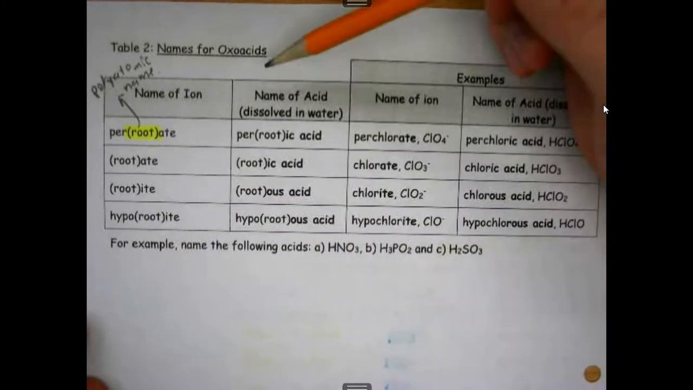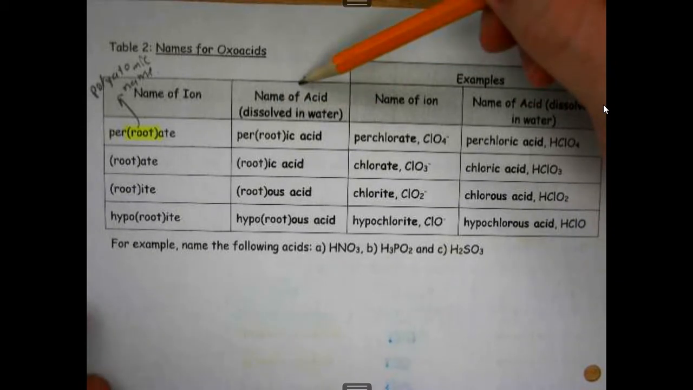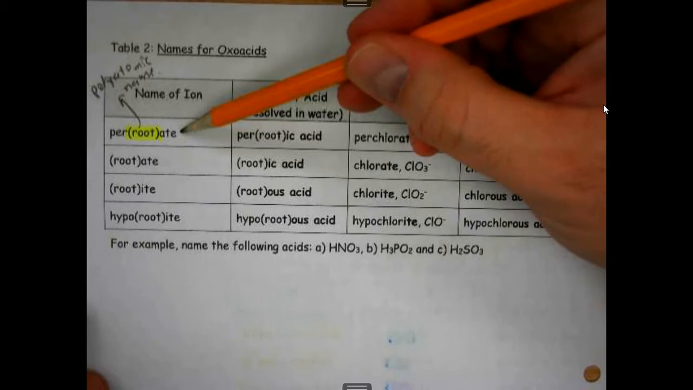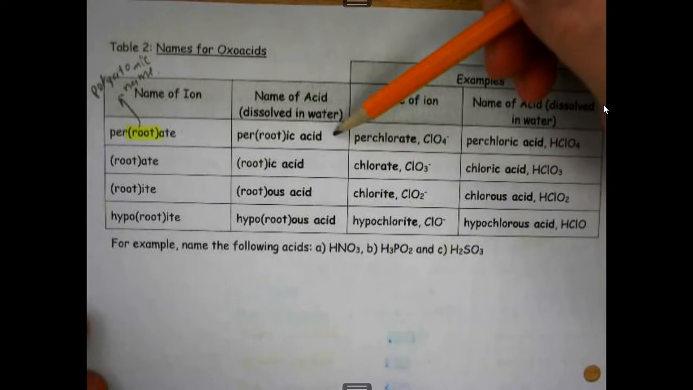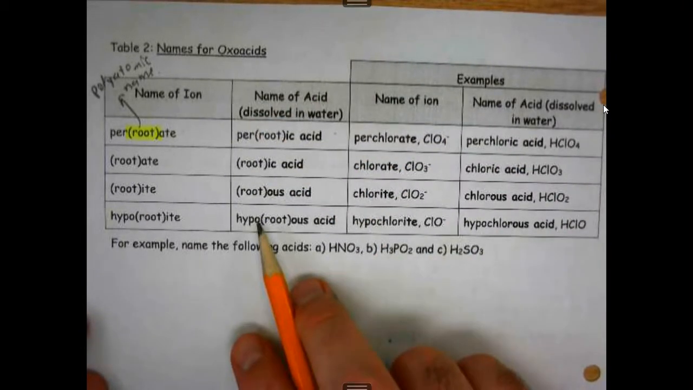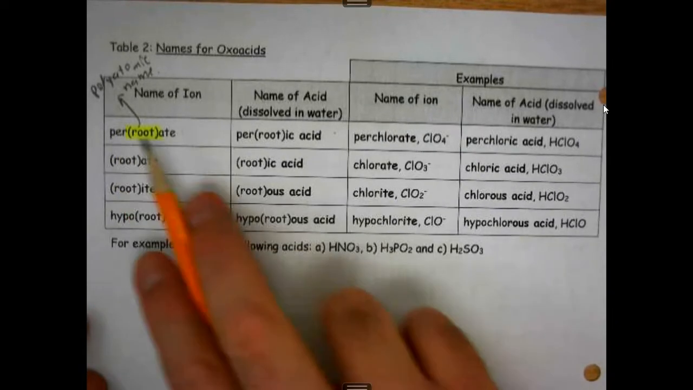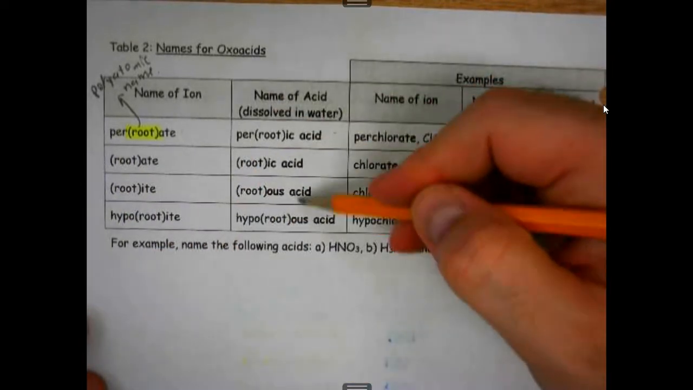Okay. Now, when they're thrown in water, so when dissolved in water, the name is going to change and reflect the fact that it's an acid. So we're going to change the base name into the acid name. And really the only difference is the ending. The beginnings are the same. So the hypo and hypo are the same, and the per and the per are the same. The only difference is the ending.